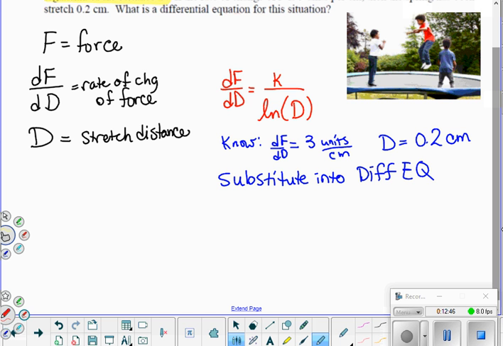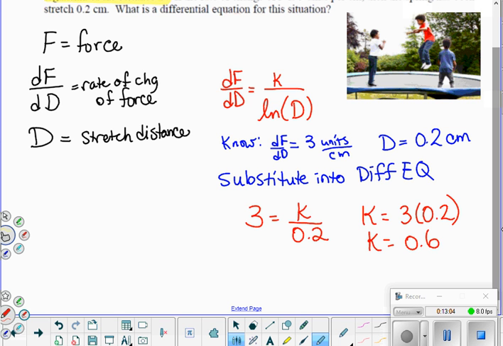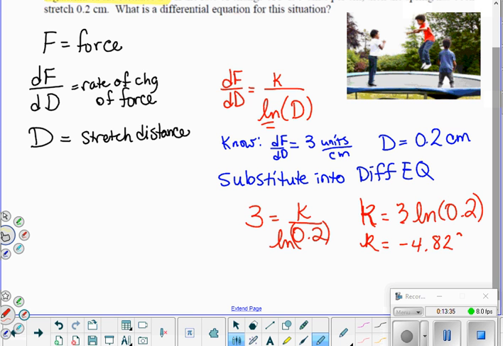Now, let's substitute. 3 goes into the dF dD, K, and then it is over a 0.2, which means K is equal to 3 times 0.2. We found our constant of proportionality by multiplying those. And, oh, doggone it, natural log. There we go. Woo! Missed that. But the fact that we have a natural log going on. How did I miss that? K will be 3 times natural log of 0.2. Well, that would be a very exact answer. I have it in a rounded form. My rounded form is negative 4.828 as found on the calculator.